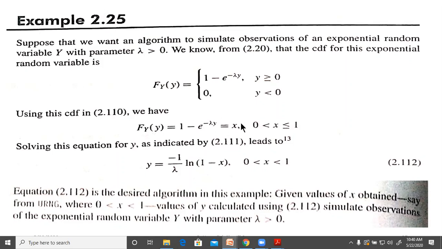This is equal to x because we are considering the value F_Y(y). If you take the x on this side and the 1 on the other side, it will become 1 minus x. Then e to the power of minus lambda y is equal to 1 minus x, and that will give us minus lambda y is equal to logarithm of 1 minus x, and y will be equal to minus 1 by lambda logarithm of 1 minus x, when x takes values between 0 and 1. So this is the desired equation which we have.